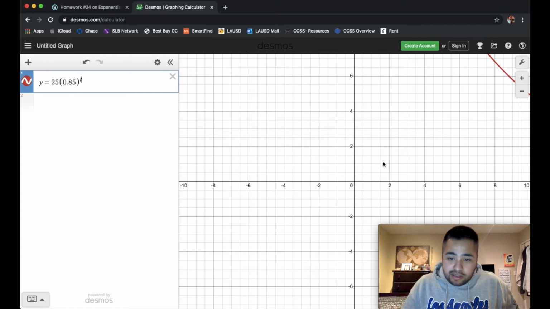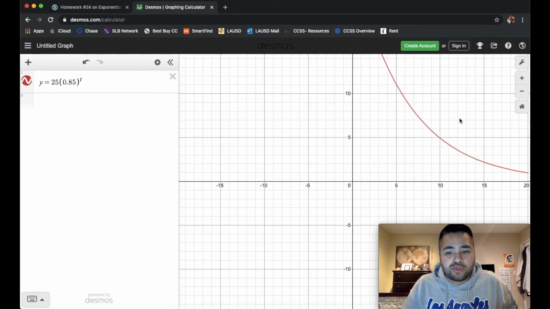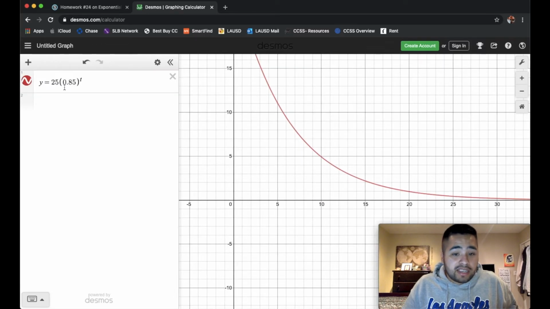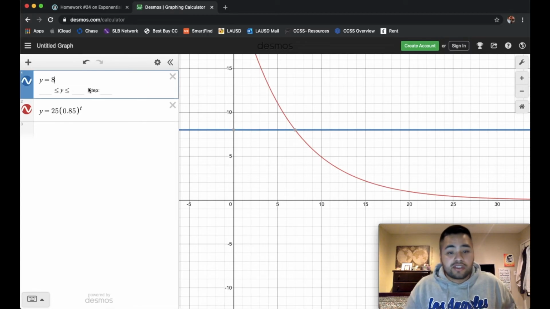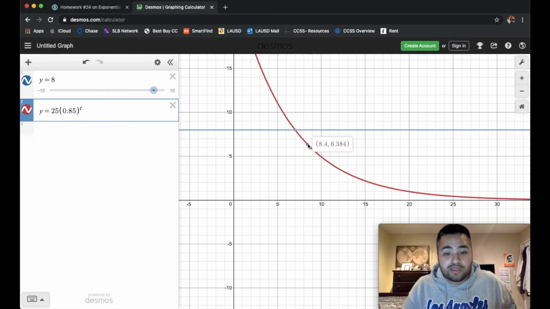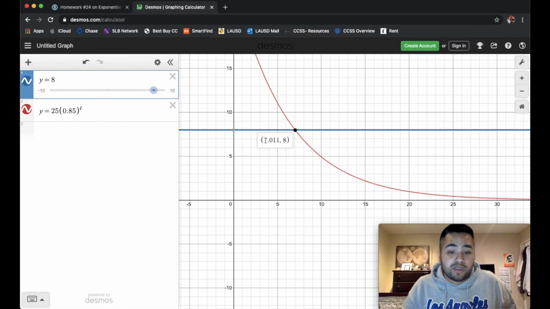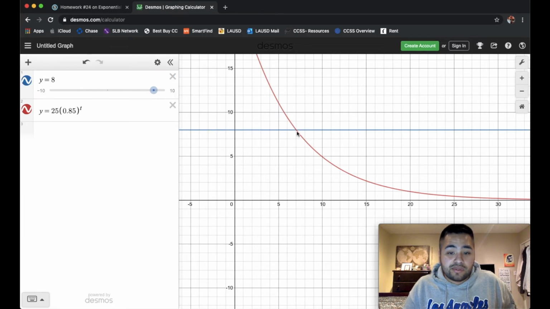So again, you're here and you don't really see anything. A lot of you can see on the right side, right? So what you got to do is just zoom out a little bit, but to find that intersection, you're finding out when y equals 8. So this is a good way to find that point of intersection. Again, you can click on any one of these points and they'll tell you that point of intersection. So that point of intersection is when x, in this case t, is equal to 7.011.